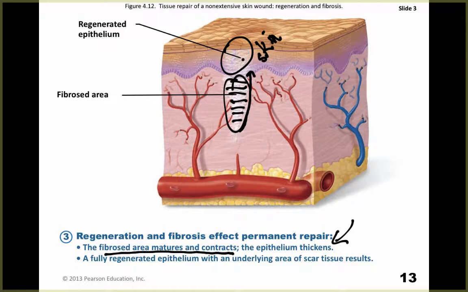And so you have regenerated epithelium, but the area underneath that is essentially scar tissue. And that's the reason why when you get a cut sometimes, you'll have that bumped up area, because you have the connective tissue, the scar tissue underneath the overlying epithelial tissue that's functioning just fine.